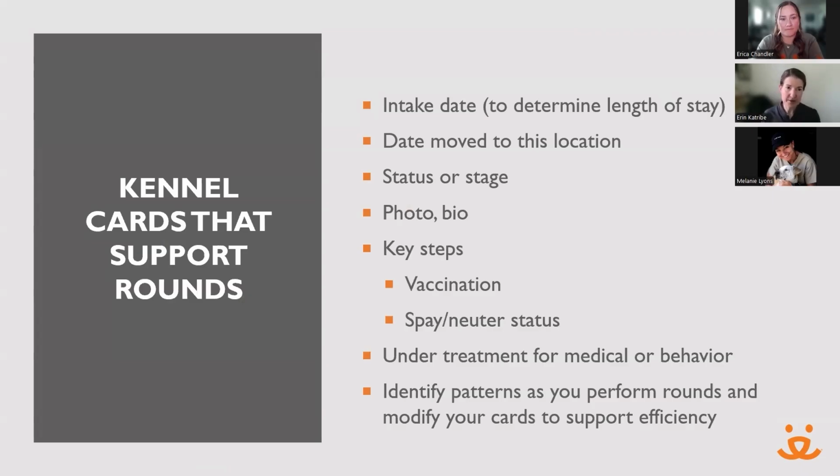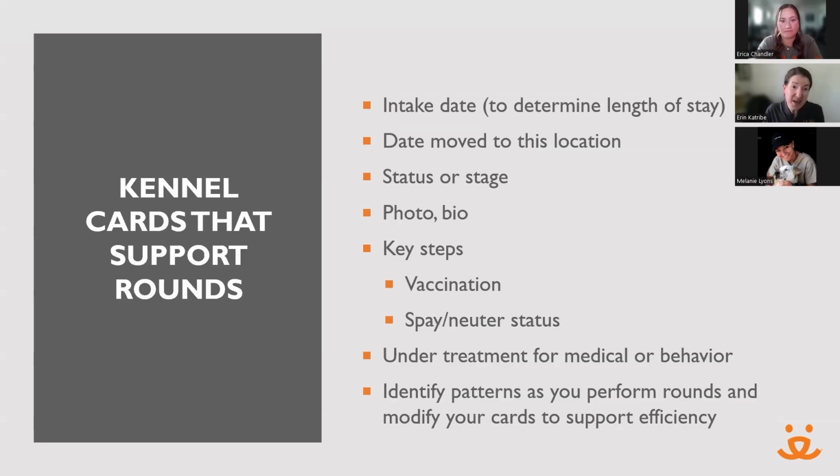Kennel cards that support rounds. So here are some examples of information that might be useful for you to have on your kennel cards as you are cage side and walking through the shelter. Things like intake date, right? This is critical to noticing when animals are staying in the shelter longer, who needs help along on their pathway. You may find it useful to have the date they move to this location, what status or stage they're in, a photo and a bio. If that's displayed on the kennel card, you know what animals maybe don't have quality photos or updated bios.